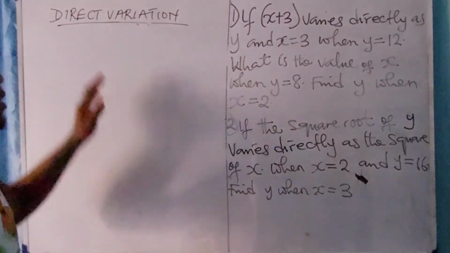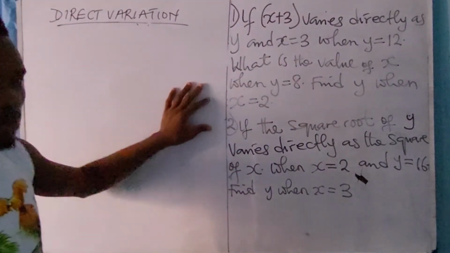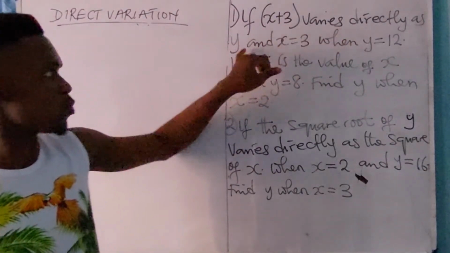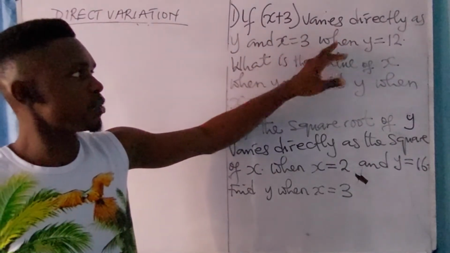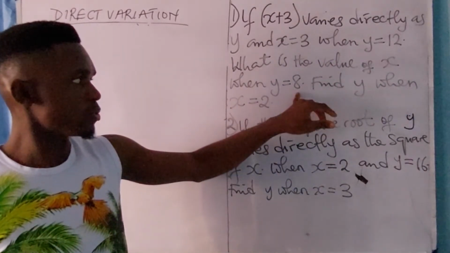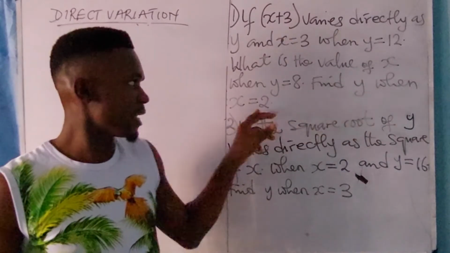Now we are still on direct variation. We have two questions on the board. The first one says, if x plus 3 varies directly as y, and x equals 3 and y equals 12, what is the value of x when y equals 8? Find y when x equals 2.